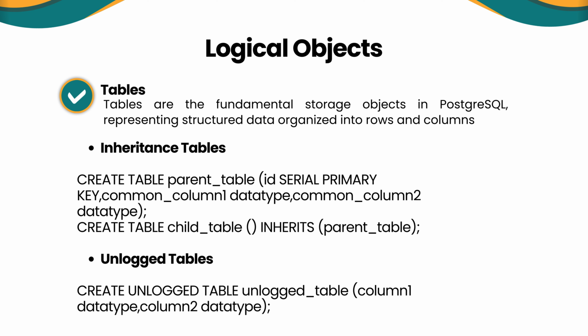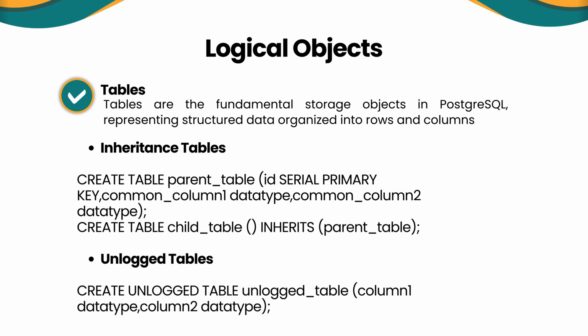And we have lots of use cases for inheritance tables. Let's discuss some useful use cases. We can use inheritance to model hierarchical data structures such as organization charts, product categories, and taxonomies, and to reduce schema redundancy by sharing columns and constraints across multiple tables. So inheritance can help design more flexible and efficient database schemas.